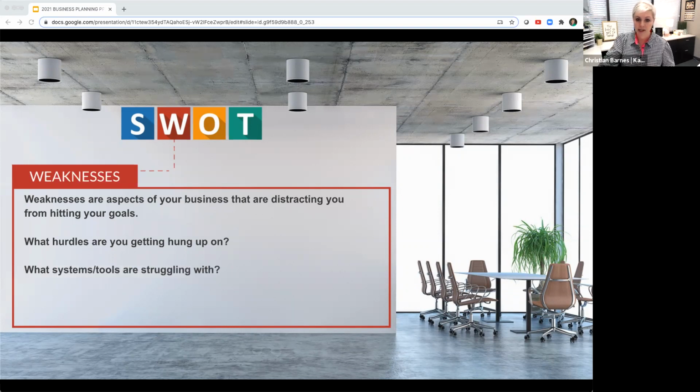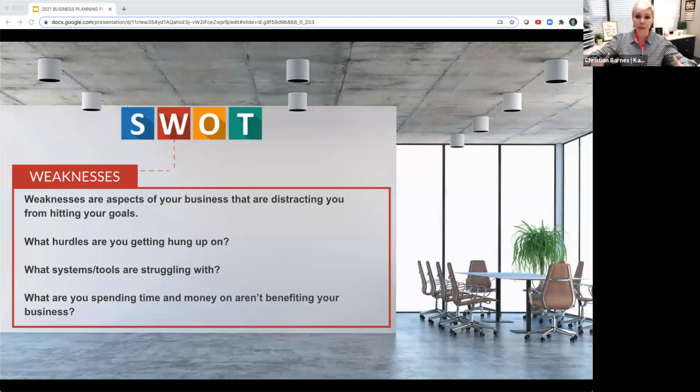Kind of a similar vein here, what systems and tools are you struggling with? What tools do we have? Are you struggling with HomeSuite? Do you need to get some extra help, some training on HomeSuite? Gmail, using Google Drive. What are some things that you think could maybe make you more efficient and thus make you more profitable that you're getting hung up on?